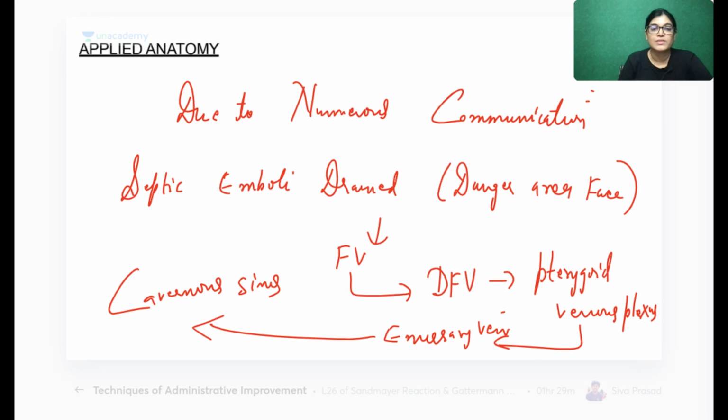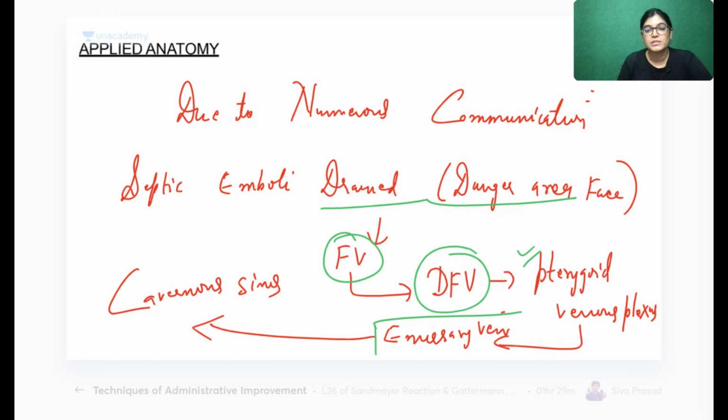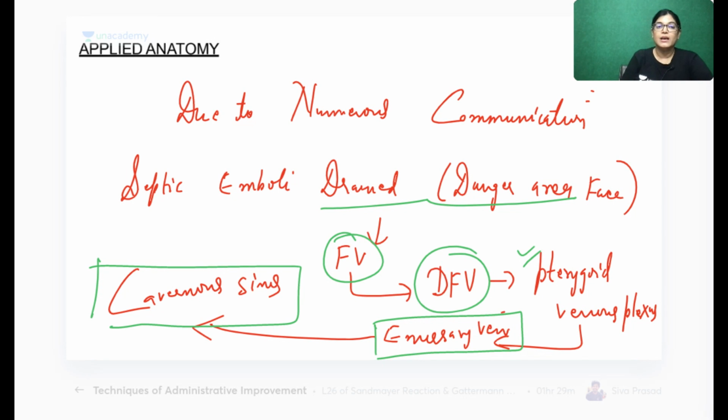So got it? How it was traversing? Infection from the danger area, communicating to the facial vein, then to the deep facial vein, then to the pterygoid venous plexus, then to the emissary vein, and then to the cavernous sinus. So this is how the whole sequence of infection transfer is seen, and this causes cavernous sinus thrombosis, which is a very grave condition.